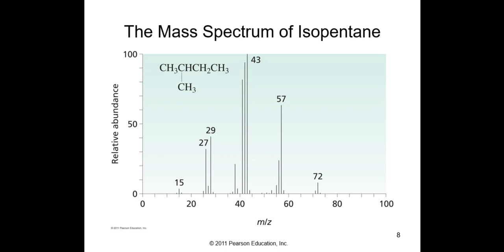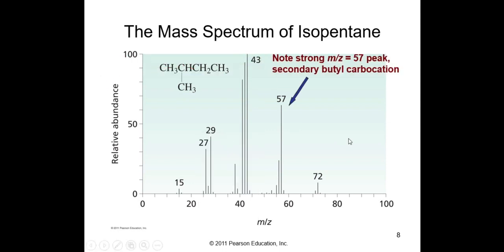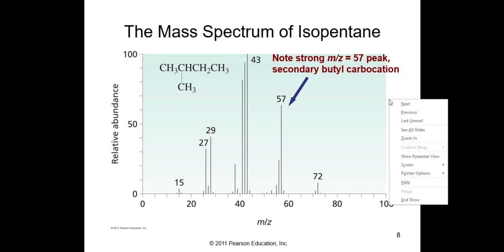This is mass spec of isopentane, as I said. 72, 57, 43. Is it identical to N-pentane? No. It will be different enough. There's a strong 57 peak because by cracking off a methyl branch, and that's generally what happens frequently, you generate a secondary butyl radical cation.